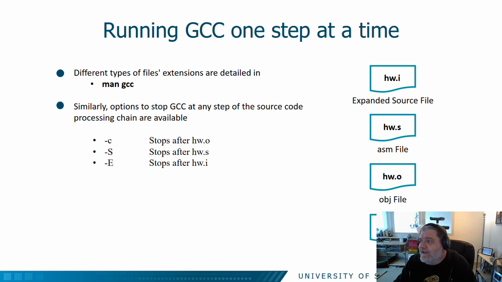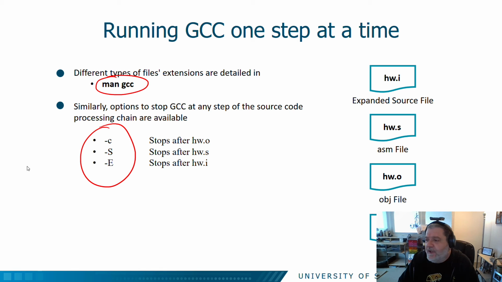So now, let's take a look a little bit more in detail. The first thing I would recommend that you do is man gcc, just to take a look at the magnitude, if nothing else, of that man page. But out of the man gcc, these are the options I want you to be aware of. So not much, okay? Just 3 options. When you use GCC, you can say things like gcc -c and then hw.c. If you do that, it's going to generate only hw.o.